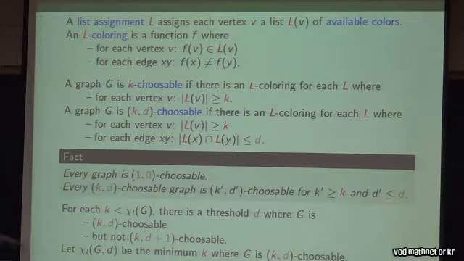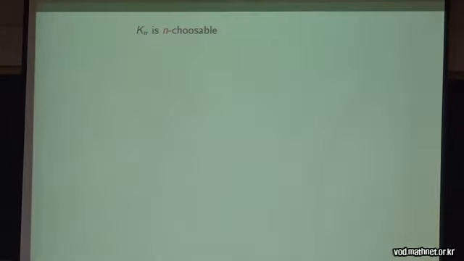So I'll let this number, chi_L of G of d, be the minimum k where the graph is going to be (k,d)-choosable. So an example is the complete graph is n-choosable. And this is just the same thing as saying the complete graph is (n,n)-choosable, because if the second parameter is the same as the first, then it's not a constraint anymore.